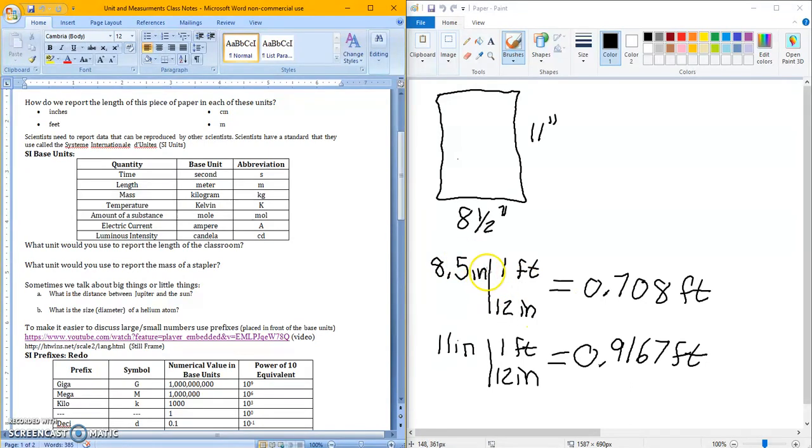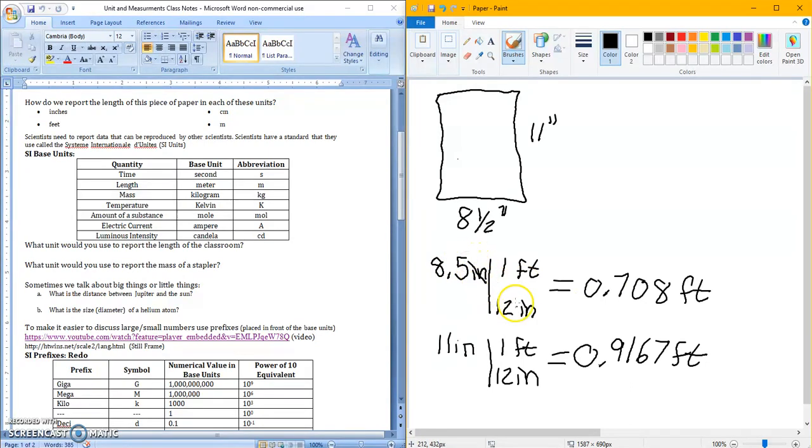That's because the inches divided by inches turns into 1. Anything divided by itself turns into 1. So the inches go away, and I'm left with the units that I want. So I do 8.5 times 1, divide by 12, and I get 0.708 feet. I do that with the other side, and I get 11 inches divided by 12 inches times 1 foot is equal to 0.9167 feet. So that's how I get into feet.